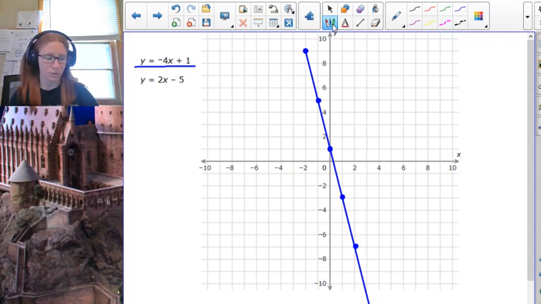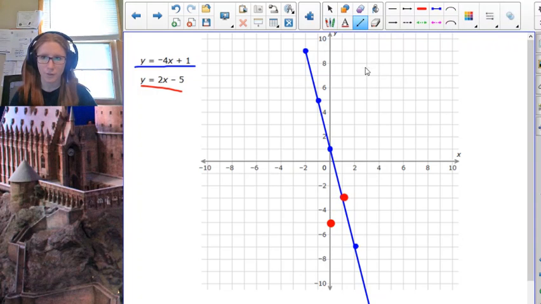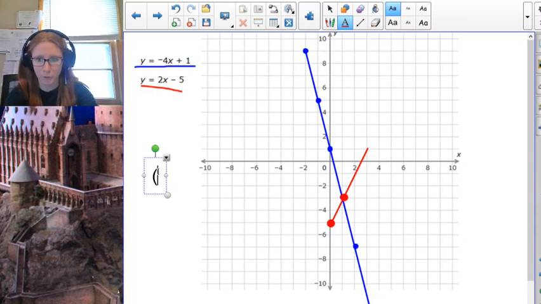Let's go and do our other line now, make it red. This time we are starting down 5 because it's negative. And we need to go up 2 to the right 1. Boom, found my dot. Connect those lines, make it red. And my point of intersection is 1, -3.